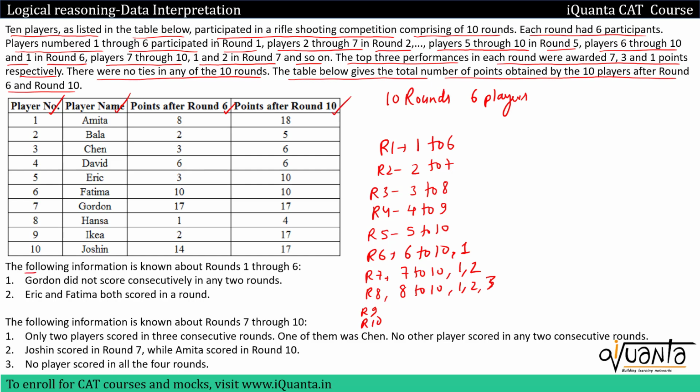We have a few more conditions over here. The following information is known about round 1 through 6. Gordon did not score consecutively in any 2 rounds. Eric and Fatima both scored in a round. So this information will be applicable to rounds 1 to 6. Similarly, the following information is known about rounds 7 to 10. So these are applicable from round 7 to 10.